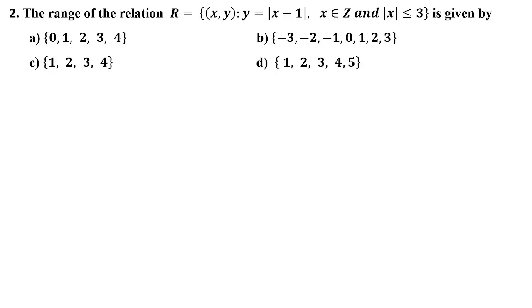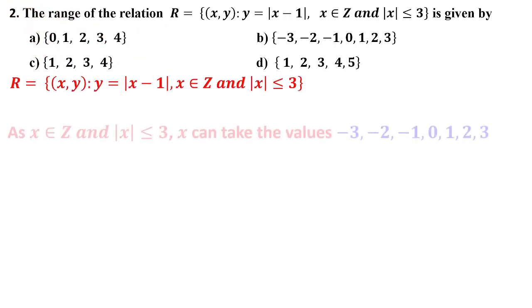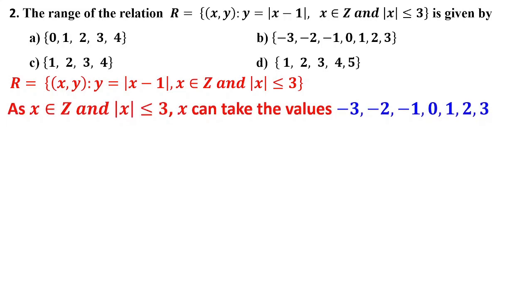We have to find the range of the relation R such that (x, y) is equal to (x, modulus x minus 1), where x is an integer and modulus of x is less than or equal to 3. Further, what do you have to do now? We have to find the value of x first. Therefore, x is an integer and its modulus value should be less than or equal to 3. Therefore, what can it take? It can take the values minus 3, minus 2, minus 1, 0, 1, 2, 3.